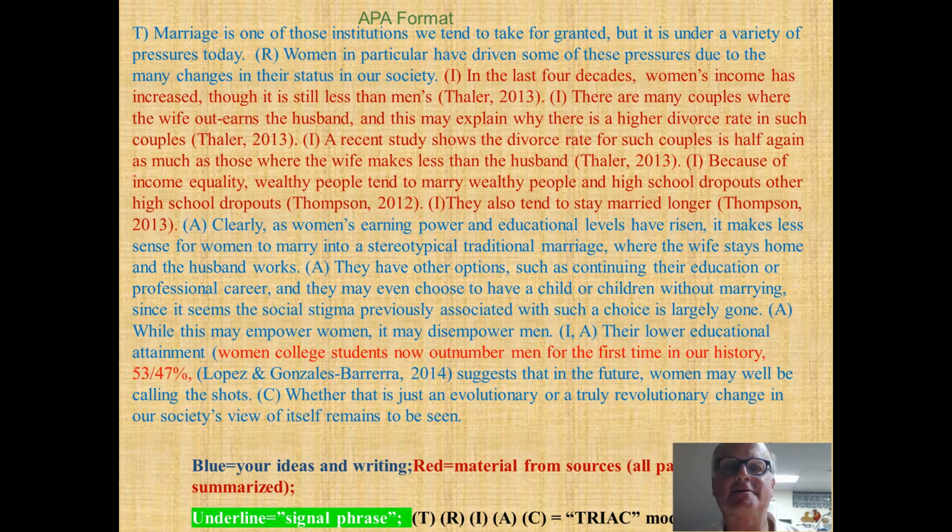Okay? This is the same paragraph done in APA format, and you can see the rules are a little bit different. For each time you refer to a particular source, instead of getting away with a pronoun, you've got to name the source. Thaler 2013 up here in the first information sentence, Thaler 2013, Thaler 2013. I can't get away with just a pronoun, okay? Down here, because Thompson's 2 articles have different dates, I can distinguish them by Thompson 2012 and Thompson 2013. With Lopez and Gonzalez and Barrera, I also put in a date. I don't say it's a Pew study. I just indicate the authors, and then you go to the references page and you'll figure it out.